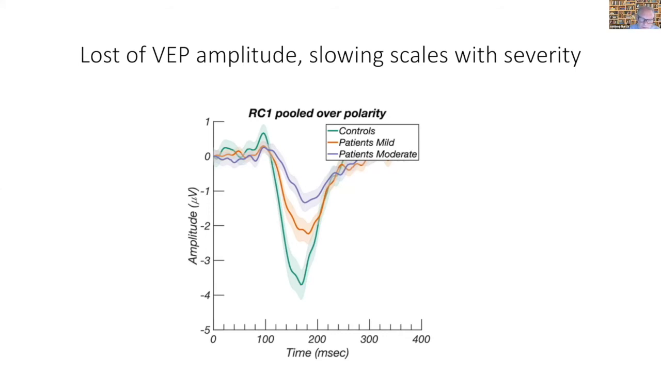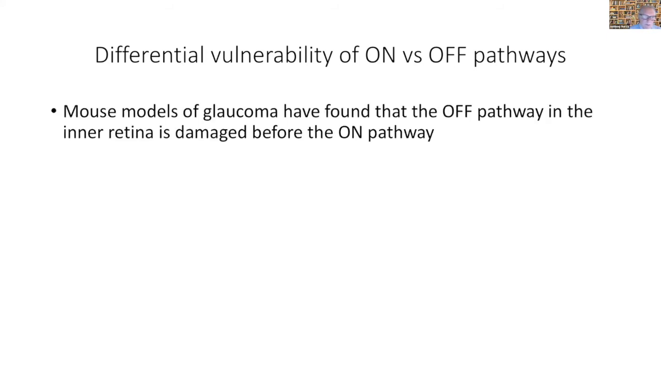And the thing that we've been interested in is probing a little bit deeper, based on work that's come out recently in mouse models of glaucoma, where there are now about 4 or 5 papers on this, that show that the on and off visual pathways in the retina are differentially vulnerable to glaucoma.